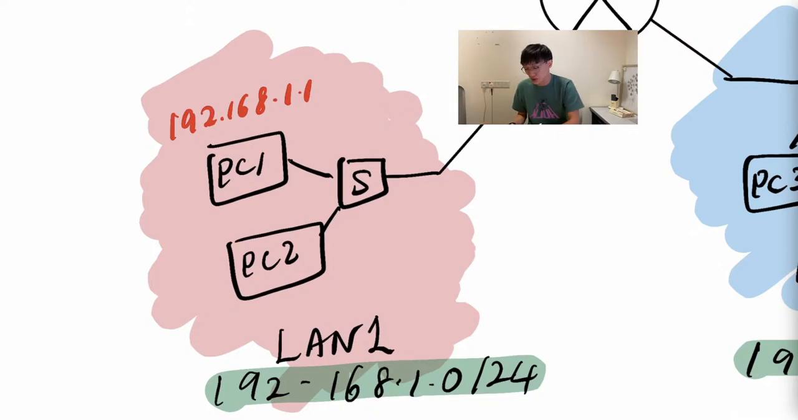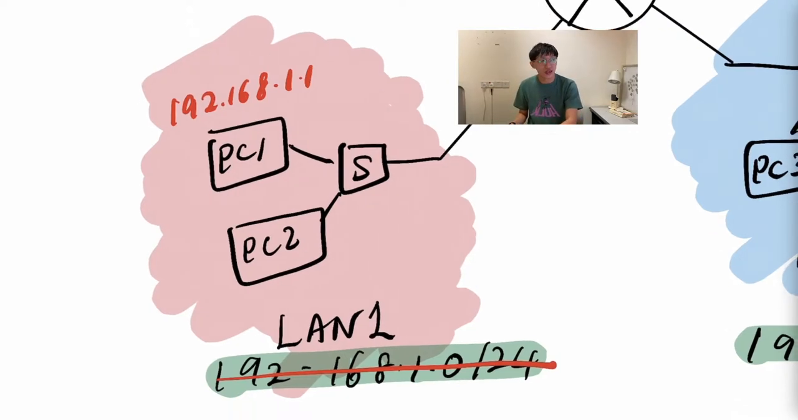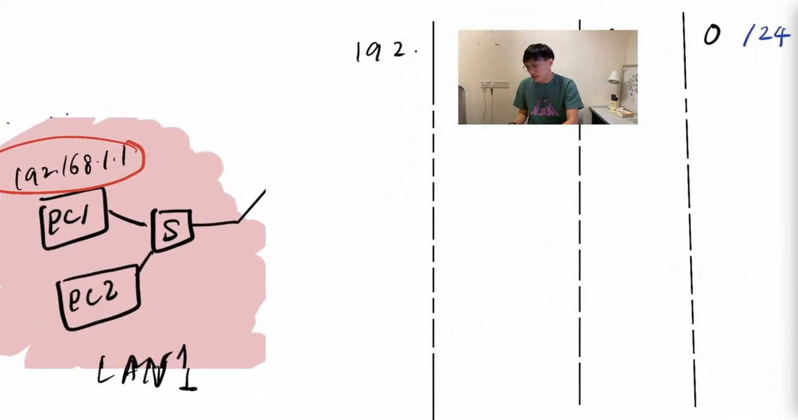So let's say you do not know this, okay? But you are given one IP address within LAN 1. With that, you can calculate the network address for LAN 1 by doing the AND operation on this IP address with the subnet mask, which is what we have seen in the previous lectures. Okay, so let's get to the example here.